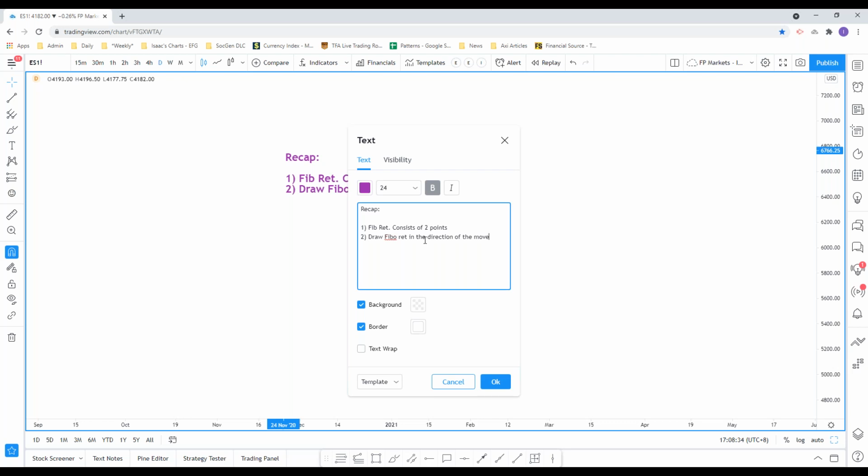So if it's a bearish move, a bearish drop, then I take the first point from the top and draw it downwards, in line with the drop, to the ending point. If it's a bullish push up, a bullish rise, then I draw from the bottom, from the swing low to the swing high. But we don't just draw Fibonacci retracements blindly in the direction of the movement. Before we can even know where to draw, we need to identify swing highs and swing lows.